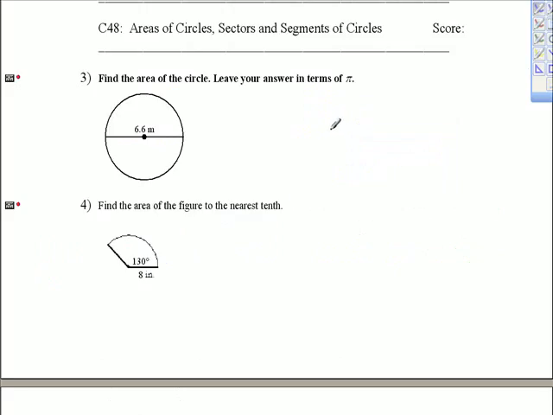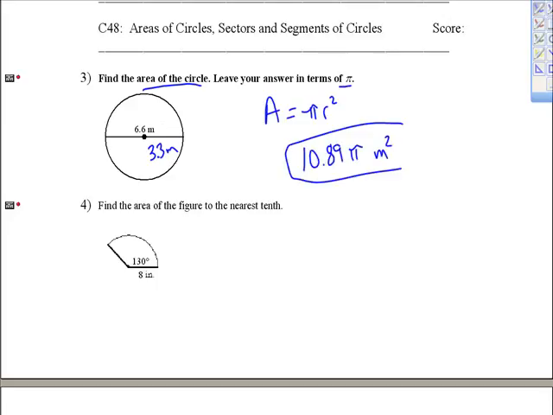Okay, concept 48, areas of circles, sectors, segments, and chords. And number 3, we're supposed to find the area of the circle and leave our answer in terms of pi. We should know the area is pi times the radius squared. The radius on this is 3.3. It's half the diameter that's given. So if we take 3.3 and square it, we get 10.89. And then times pi, and we're in square meters.